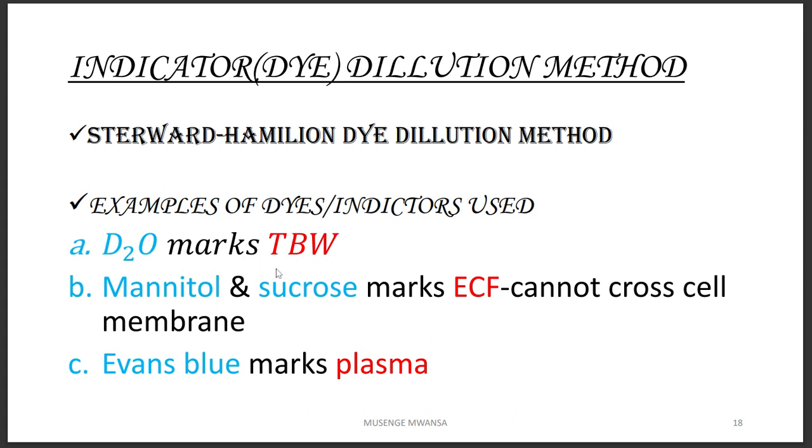The method that we use is called the Stewart-Hamilton dye dilution method. If I want to measure total body water, I can use D2O. If I want to measure the ECF, which is found just outside the cell, I can use mannitol and sucrose. That is because mannitol and sucrose will not be able to penetrate into the cells; they can only remain outside the cells. And specifically, if I want to measure plasma, I can use Evans blue because it can't go outside the blood vessels.